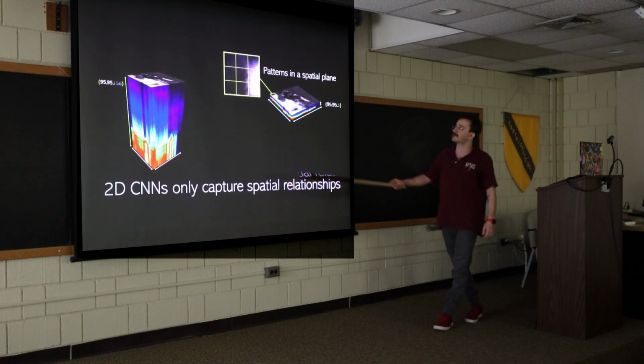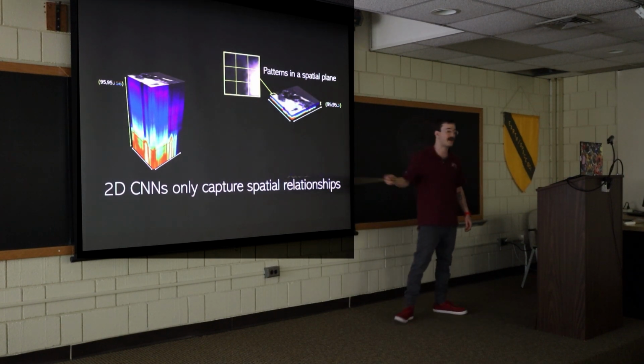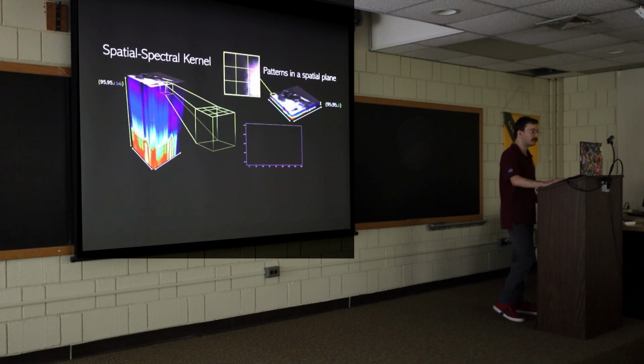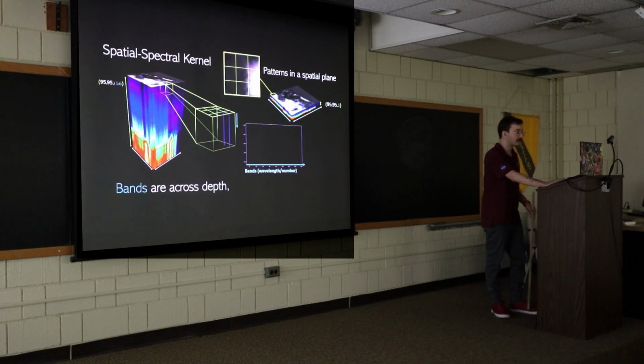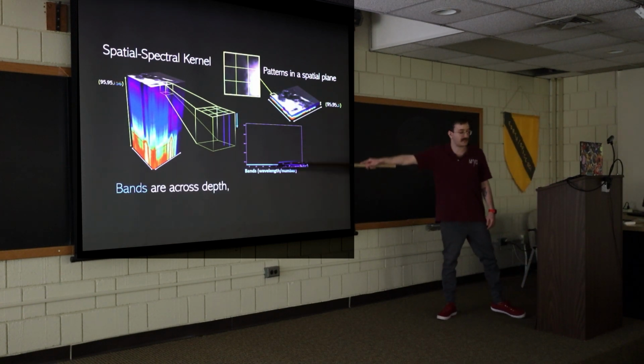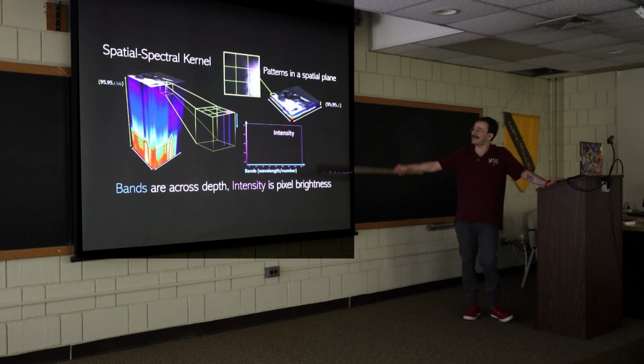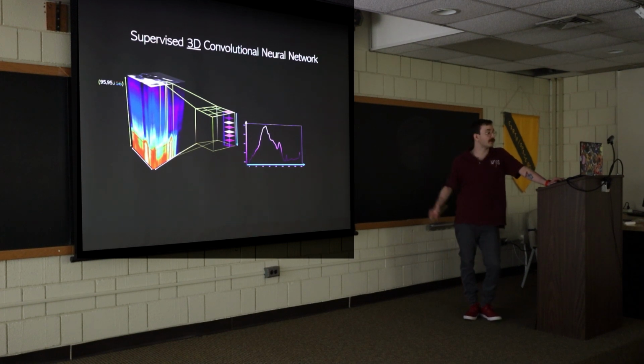When we're working with hyperspectral data, if we want to capture more than just patterns in that spatial plane, then we're going to want to use a spatial spectral kernel, right? So in this kernel, your bands are across depth and your brightness is the intensity of that pixel, right? So you can build up your spectrum like this through depth. And this is where we can now use a supervised 3D CNN, right?